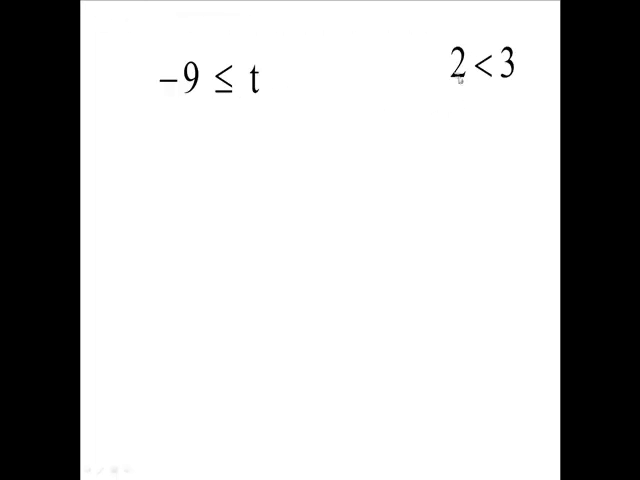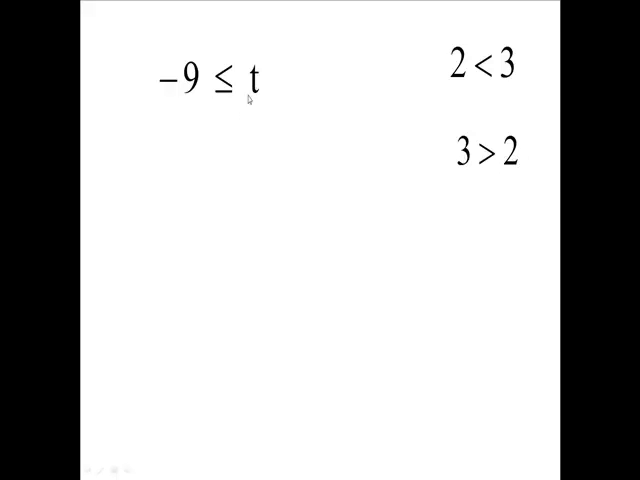Now we know that 2 is less than 3, and at the same time we know that 3 is greater than 2. Alright? So it looks like you can put the 3 first and the 2 second when you're writing this, as long as you're pointing it at the 2. See how the point goes to the 2? So 2 is less than 3 is the same thing as saying that 3 is greater than 2.